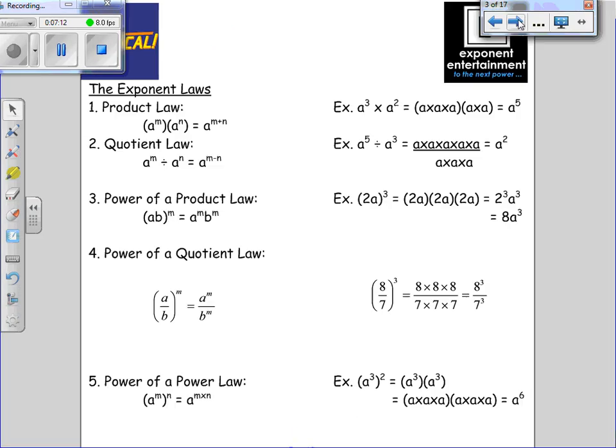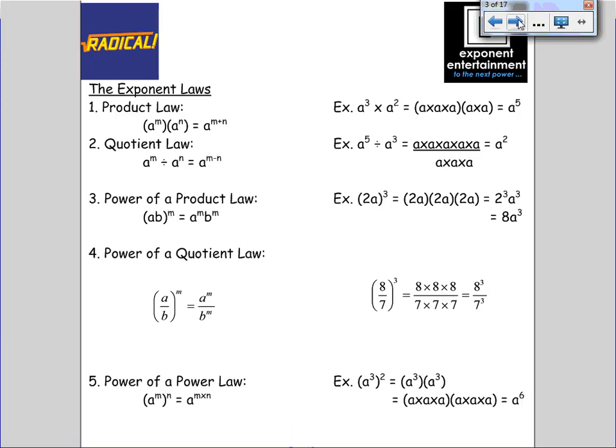Now we're going to learn a lot of confusing laws. They're real simple to remember if you look at each one of them individually. This sheet is going to be your best friend during this unit, so don't lose it. I think it's page 3. Page 3, I'm going to take a reference to that all the time as we do examples together. So there's something called the product law.